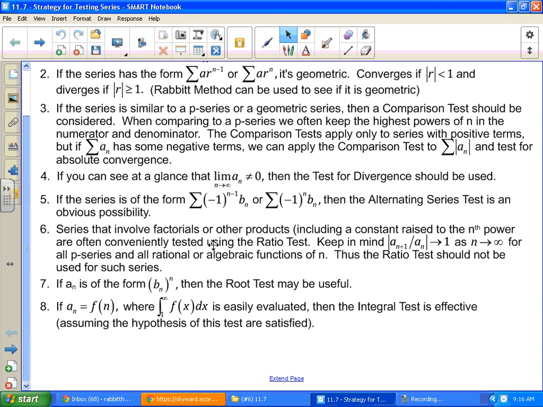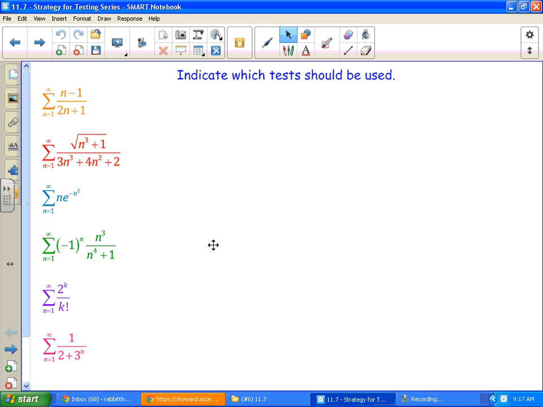Number 7 then. The root test, if we have something raised to the nth power, I would use the root test because it gets rid of that nth power. And then the 8th one here, the integral test, if I throw it in an integral and it's super easy to evaluate, I would definitely use that one. Obviously some of this seems a little bit obvious, but we'll get there. All right, let's jump to these here, just indicating which test we're thinking we should use.